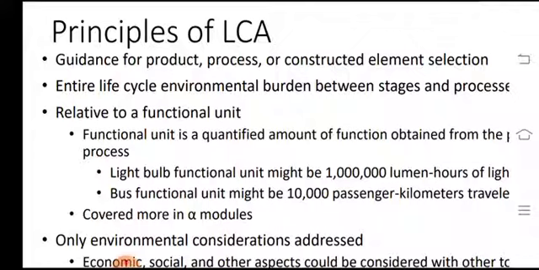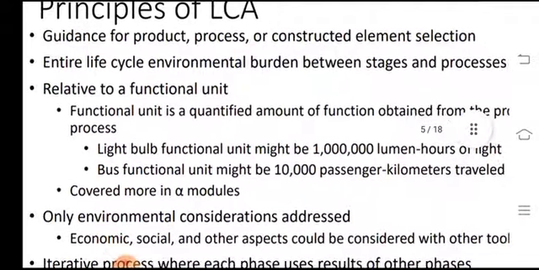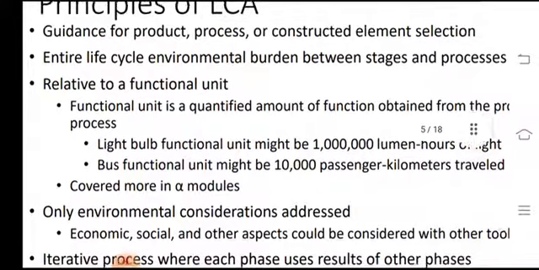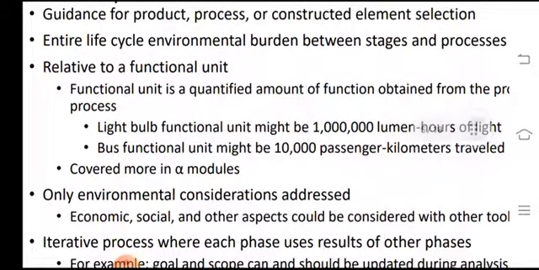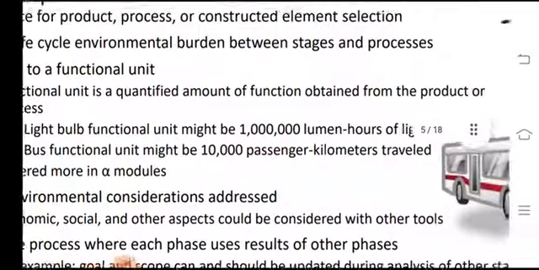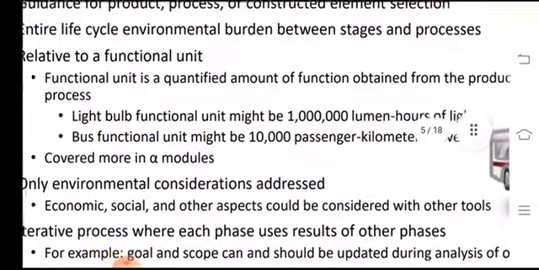in which we are incorporating every available detail about the elements and the materials. So materials are actually the elements. Then entire life cycle environmental burden between stages and processes relative to a functional unit. What is a functional unit? It's important. It is a quantified amount of function obtained from the product or process.